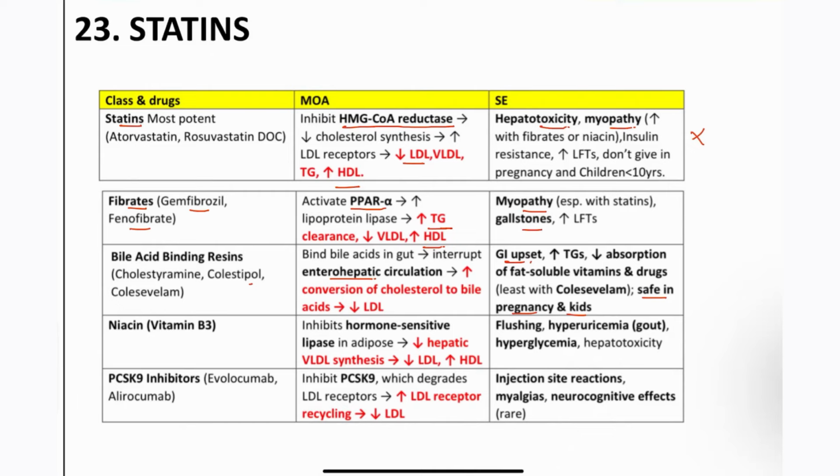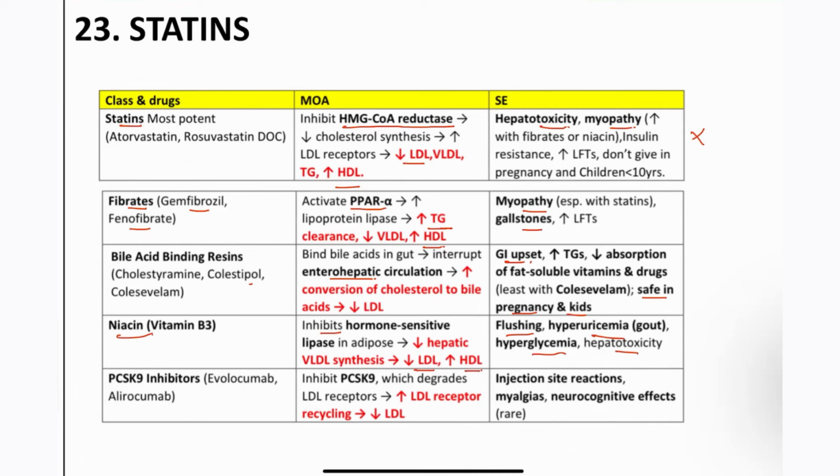Next, niacin, commonly used for patients who are having severe cholesterol problems. Okay, this will decrease the LDL and increase the HDL with hormone sensitive lipase inhibition. Next, the side effects are flushing, hyperuricemia, hyperglycemia, and hepatotoxicity.